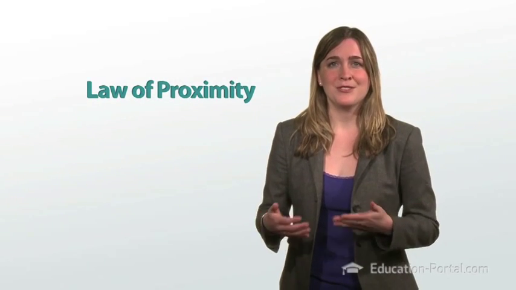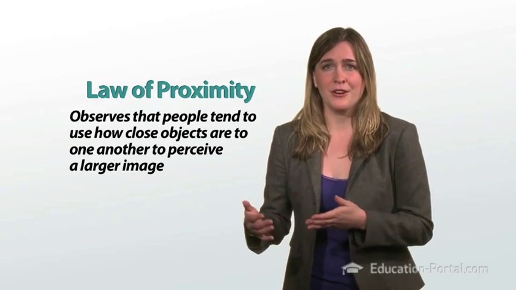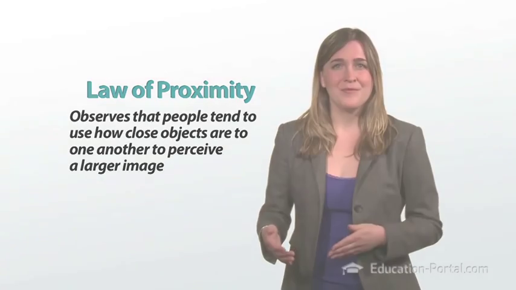Another Gestalt principle is the law of proximity, which observes that people tend to use how close objects are to one another to perceive a larger image. The figures to the left and the right have the same number of dots, but the one to the left looks like a square and the one to the right looks like three tall rectangles because of the law of proximity.